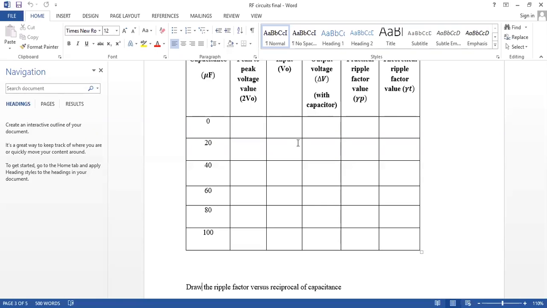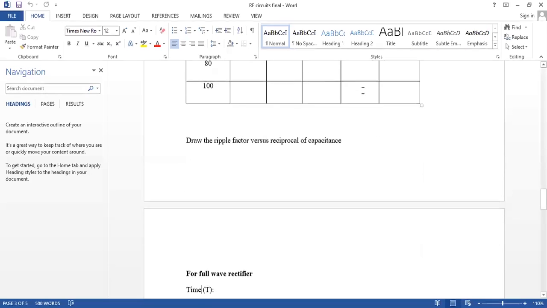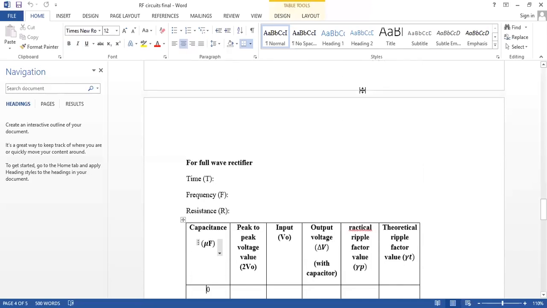Okay, for the half wave rectifiers, as with the full wave rectifiers, it is the same procedure. Same structure. You can change the values here: 200, 400, 600, 800 and 1000. Same procedure here. And after calculating the values, you should plot the graph of ripple factor versus reciprocal of the capacitance.